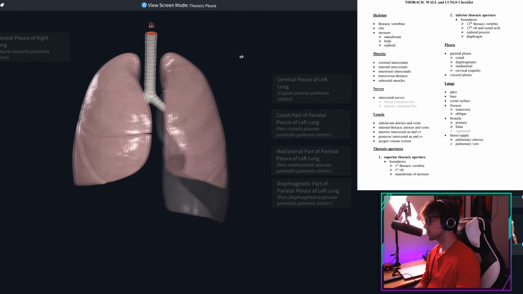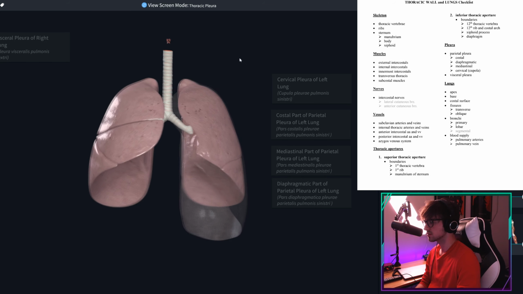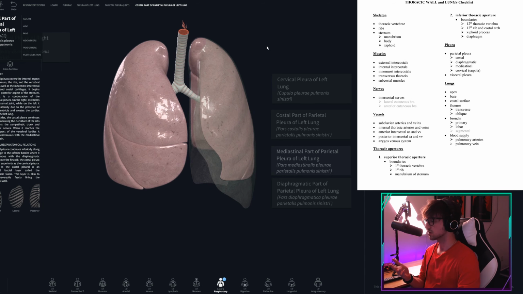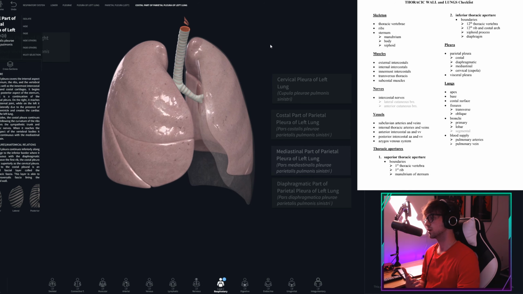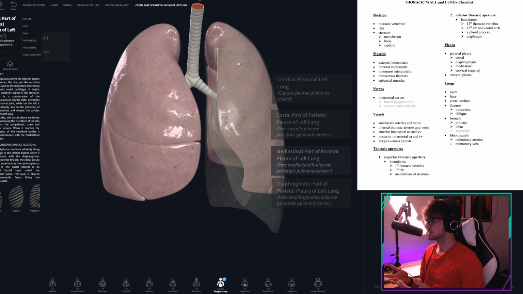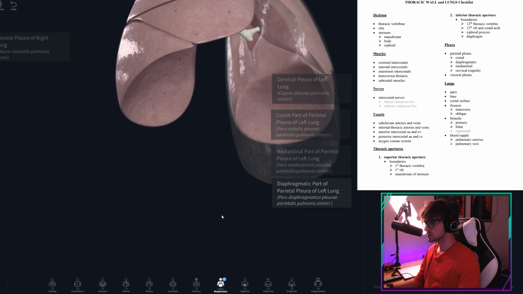Okay, this one was a little trickier to tag, I guess, because the program gives a really weird view of this. Okay, so the parietal pleura is the outside membrane that is going to be attached to the inner surface of the thoracic cavity. And the visceral pleura is the delicate covering of the lung itself. So as far as here, this was really not fun to tag.